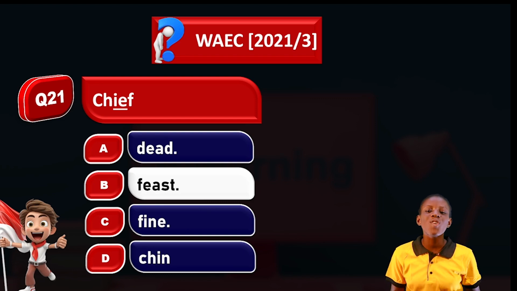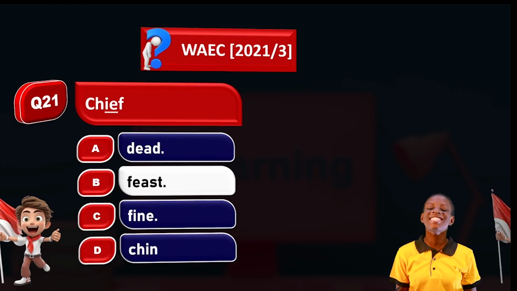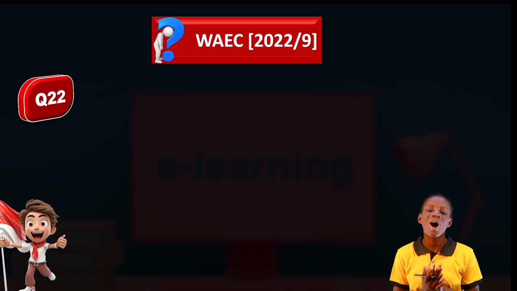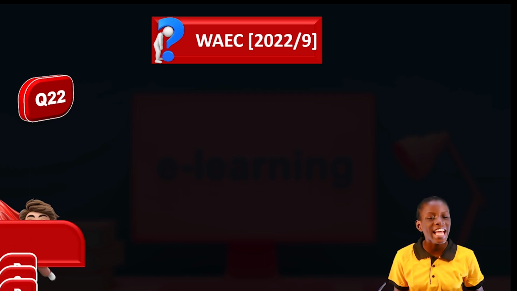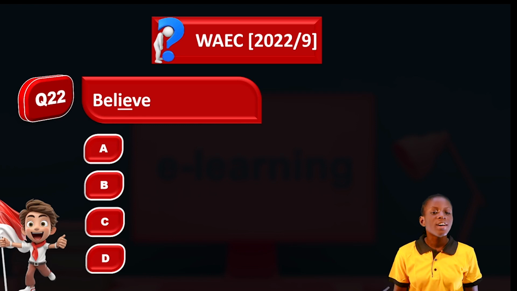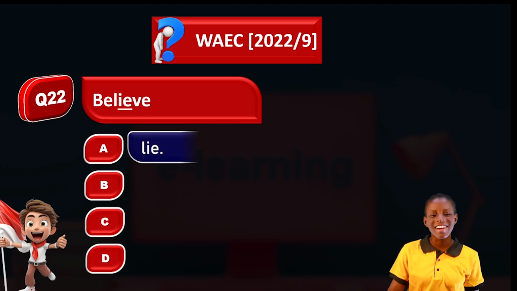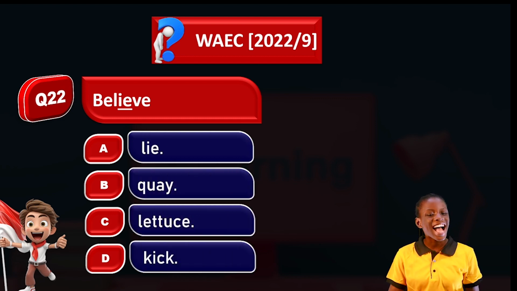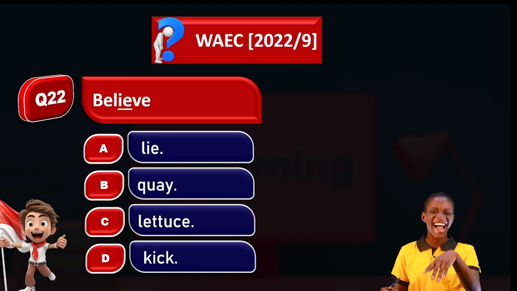So moving on to our last question, in the year 2022, question 9, WAEC asked this question. We have our given word to be believe, with the E sound. And the options are lie, key, lettuce, and kick. What's the answer now? So what's your answer?